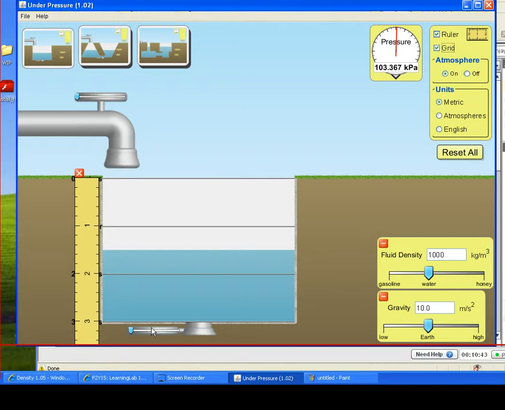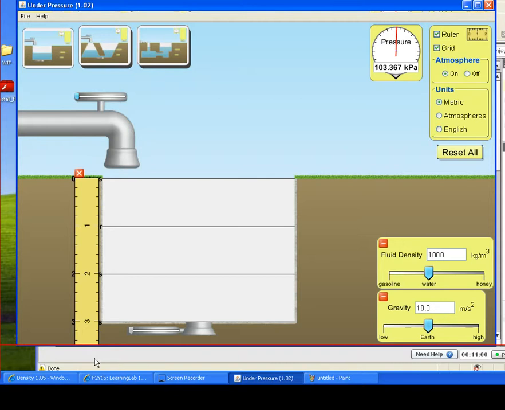Okay, so let's start it off. Let's use this outlet control and let's empty the tank. I've turned the outlet control on, and you can see that water is going out of the tank. And there, the tank is now empty.